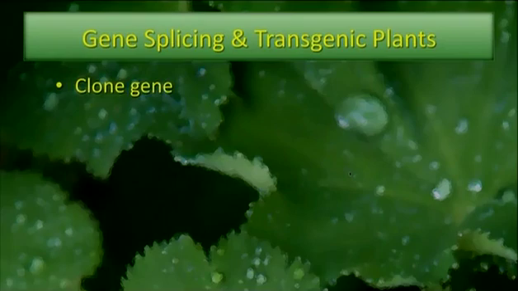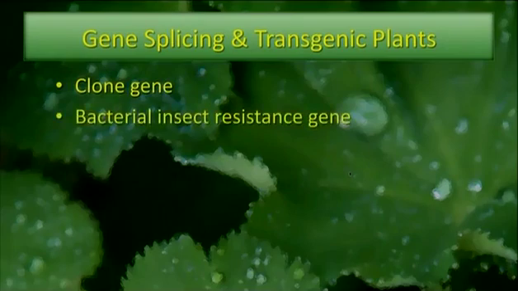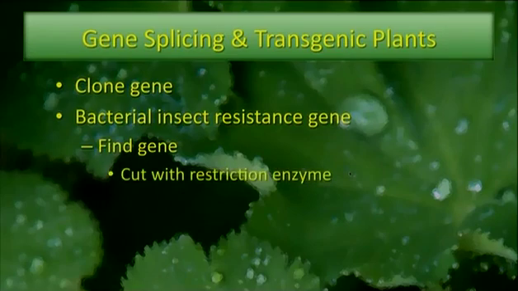So you need to clone a gene. If you have this bacterial insect resistance gene, then first of all you need to find the gene, which is a lot easier than it sounds, because in a bacterial genome there are thousands of genes. But first you need to find the gene and cut it out of the bacterial genome with a restriction enzyme.